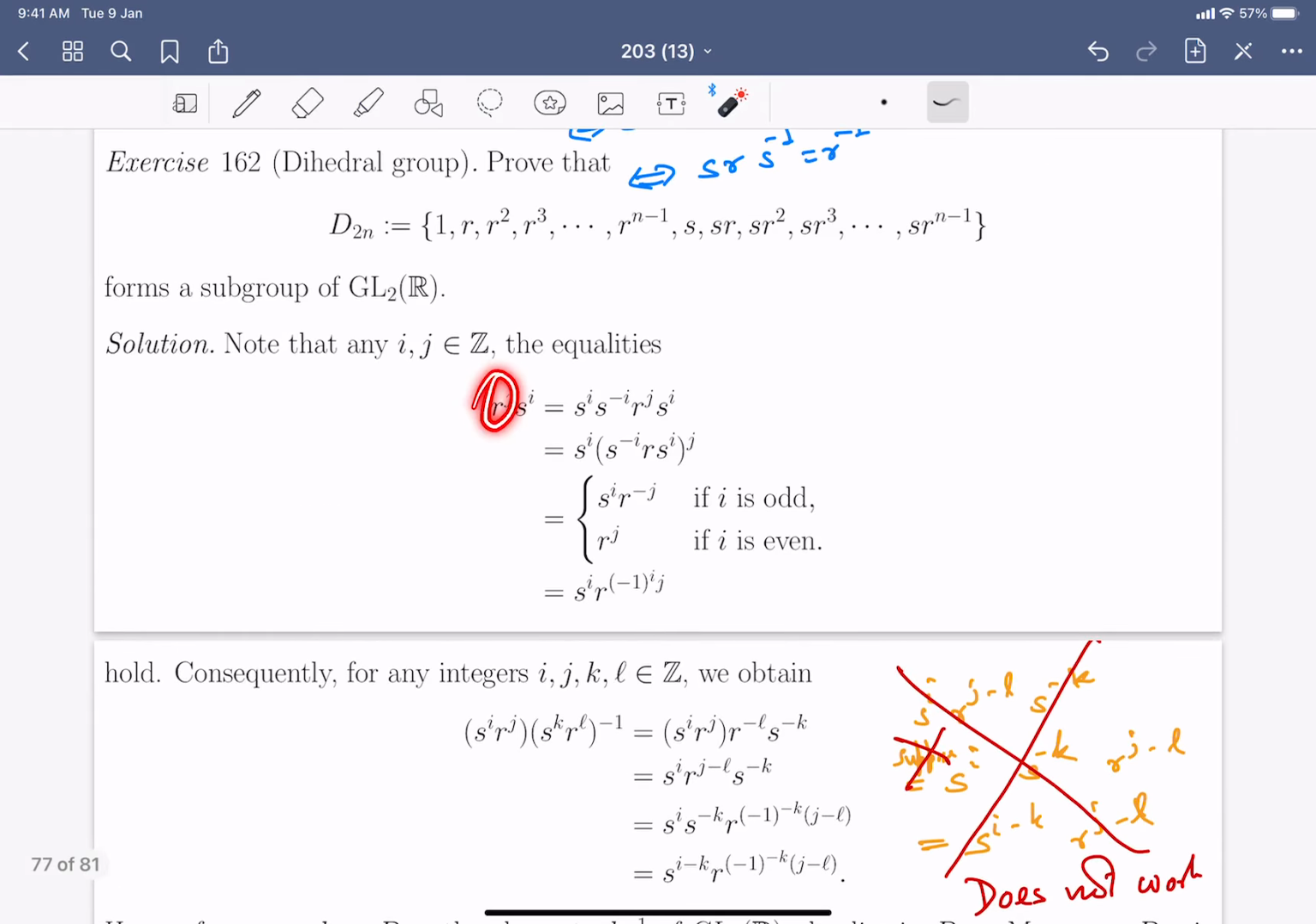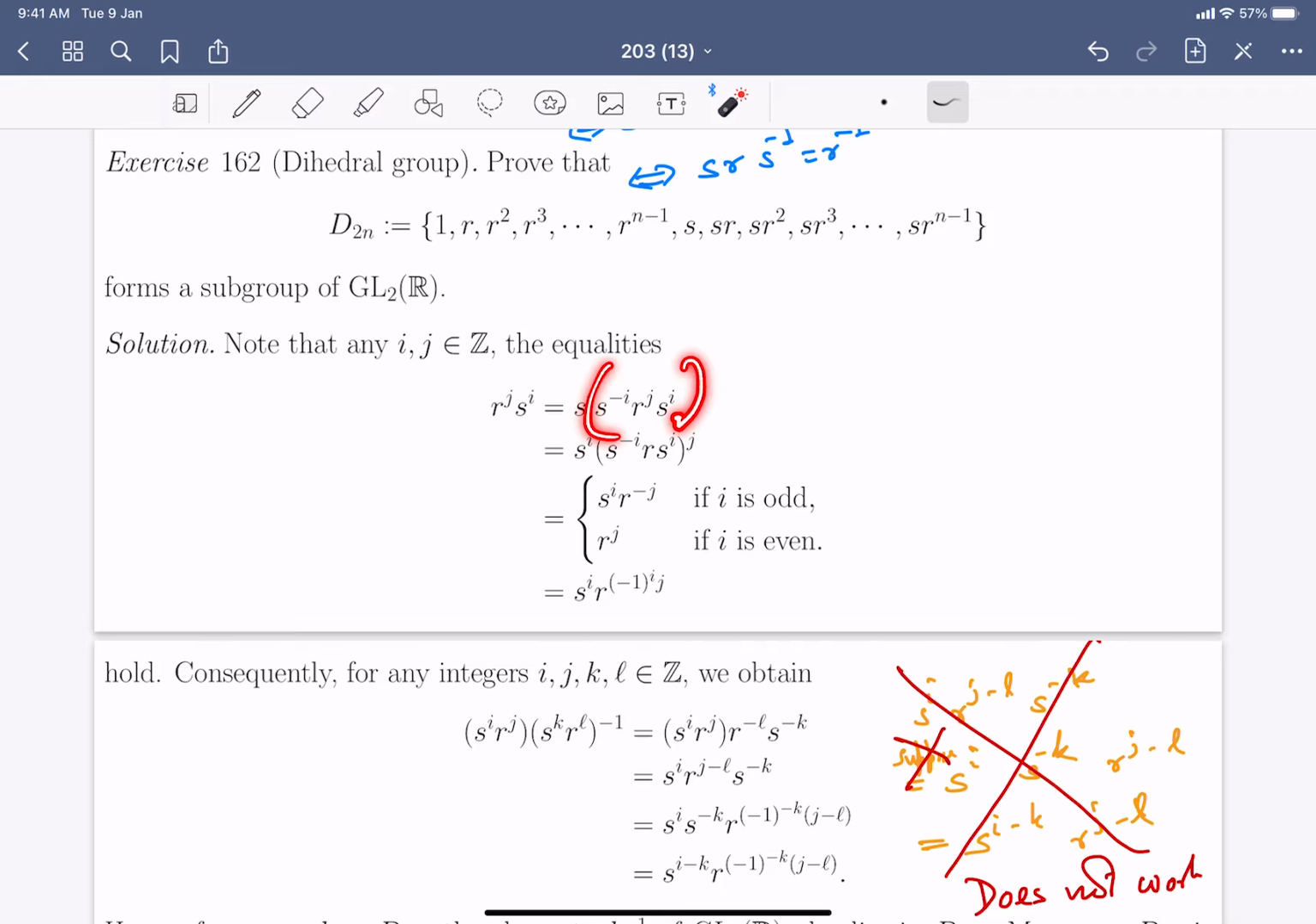So we are trying to express R power J times S power I as some power of S times some power of R. That can be done. So here is an argument. Note that for any integers I, J, if you have R power J S power I, then you can put S power I and S power minus I at the very beginning. Okay, and then what you have is S power I and then this, right?